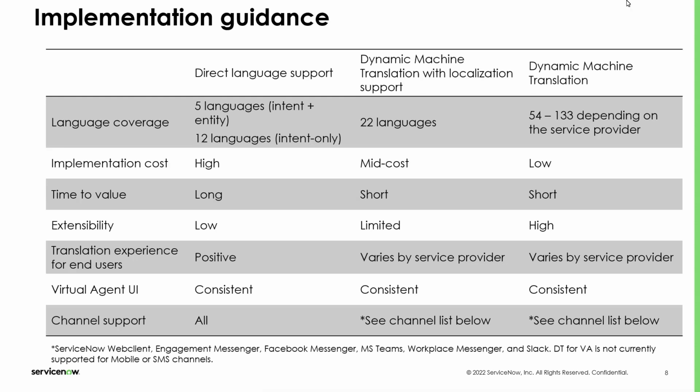Now, with the direct language approach, you can support up to 17 languages. The implementation cost is higher relative to the other 2 approaches because you're performing expert translations of all topics, strings, and keywords, as well as creating, training, and maintaining an NLU model if you're using NLU for your primary languages. This approach typically involves employing an expert linguist, thus the term expert translations.